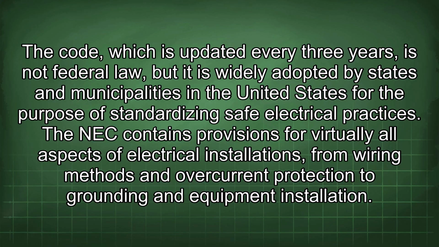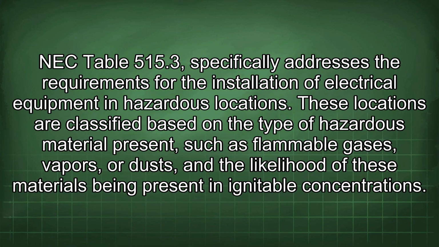The NEC contains provisions for virtually all aspects of electrical installations, from wiring methods and overcurrent protection to grounding and equipment installation. NEC Table 515.3 specifically addresses the requirements for the installation of electrical equipment in hazardous locations. These locations are classified based on the type of hazardous material present, such as flammable gases, vapors, or dusts, and the likelihood of these materials being present in ignitable concentrations.